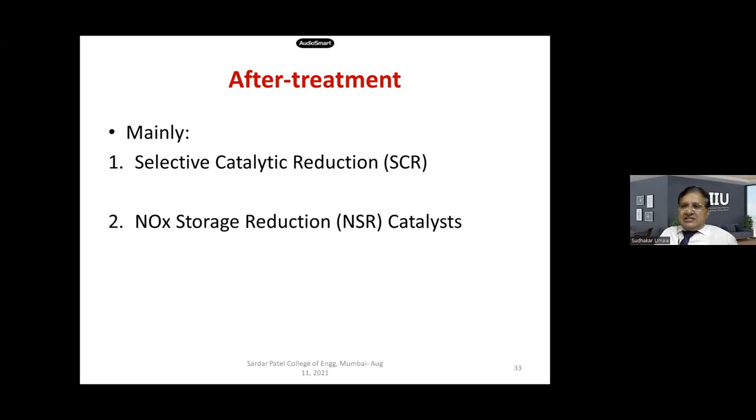And this SCR converts NOx into nitrogen and water vapors. The reductant, typically anhydrous ammonia, aqueous ammonia, or urea solution, is added to a stream of exhaust gas and reacted over a catalyst. As the reaction drives towards completion, nitrogen and carbon dioxide are produced in the case of urea use.